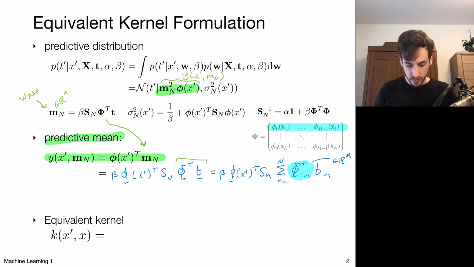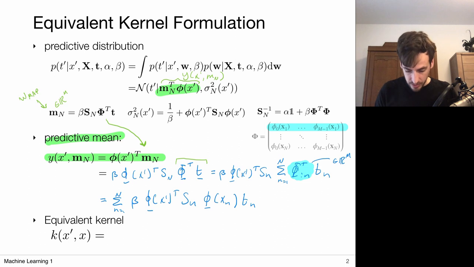Now I'm going to move the sum up front. So the sum over n is 1 to N of beta phi(x') transpose S_N, and then I know that these factors are really the same basis factor, right? So I can write it out as follows. That would place here the feature vector for each data point times t_n.